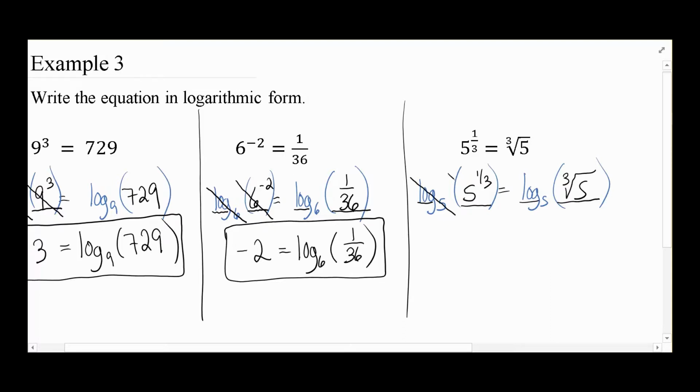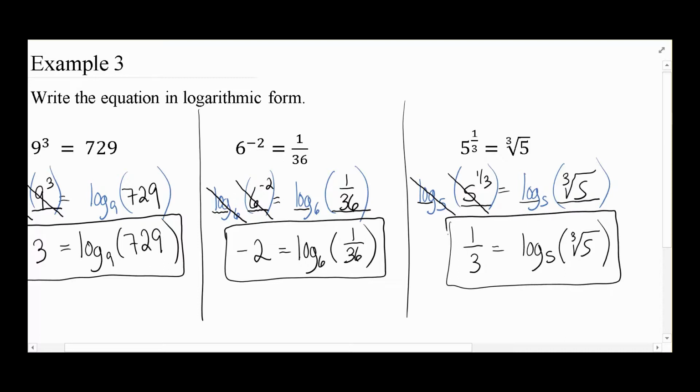The log base 5 and the 5 to a power undo one another, leaving the 1/3, and the right-hand side just stays put. And that's what we're looking for when we want to take an exponential equation and rewrite it as a logarithmic equation.